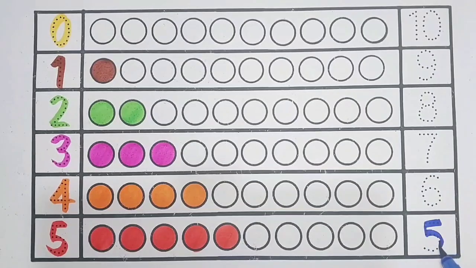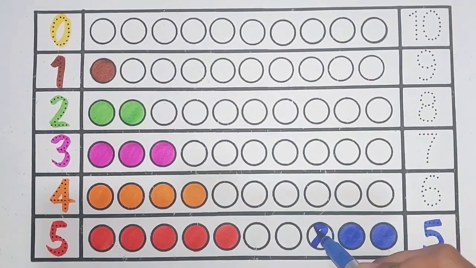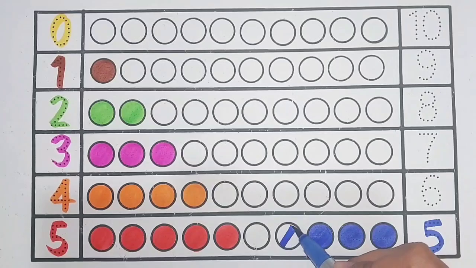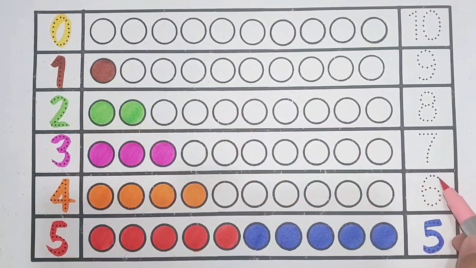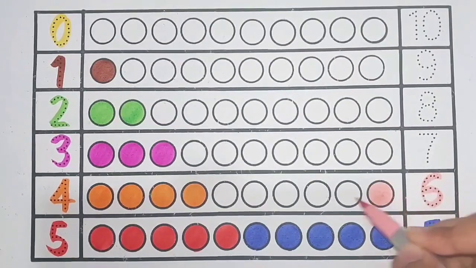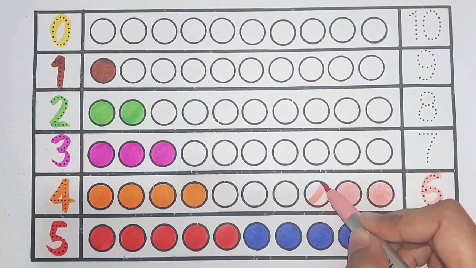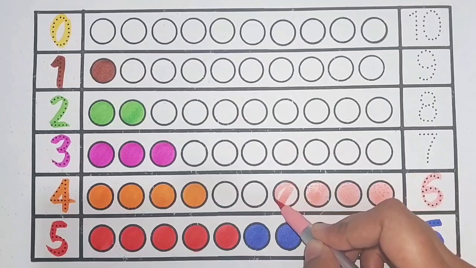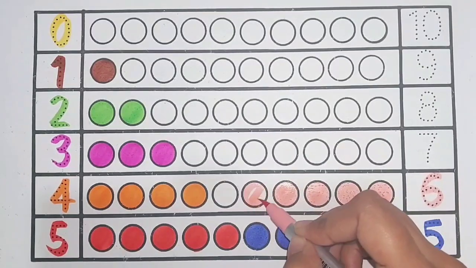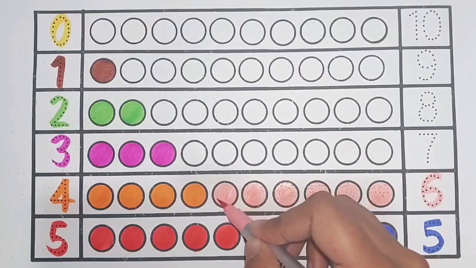Blue color 5, 1, 2, 3, 4, 5, 5 circles. Light pink color 6, 1, 2, 3, 4, 5, 6, 6 circles.